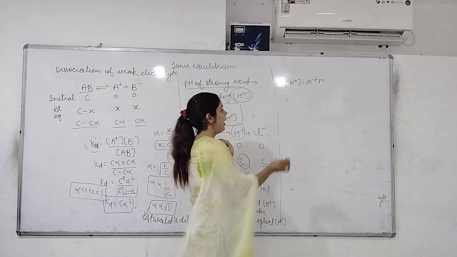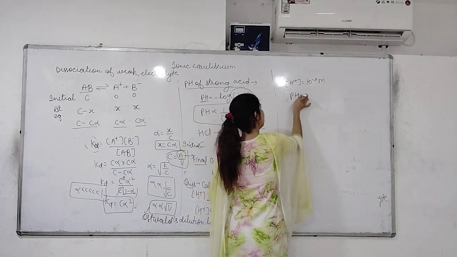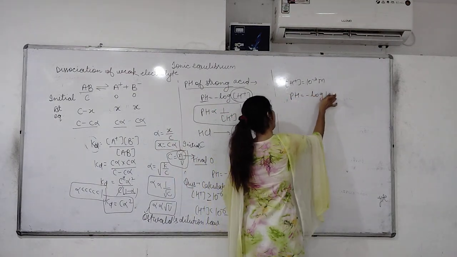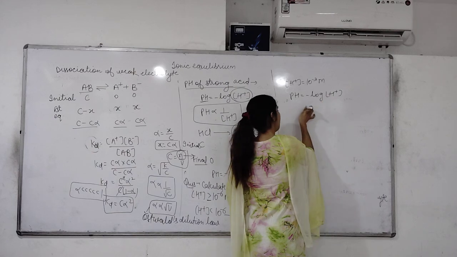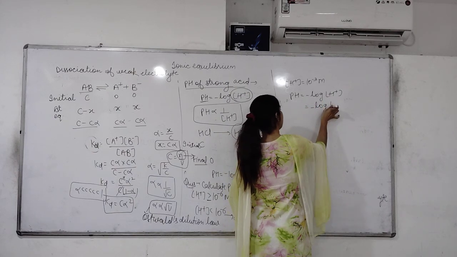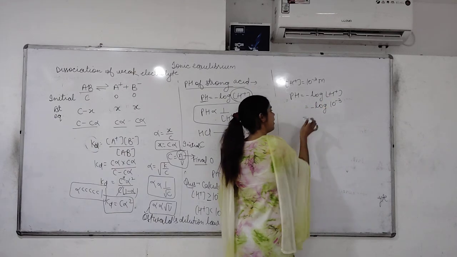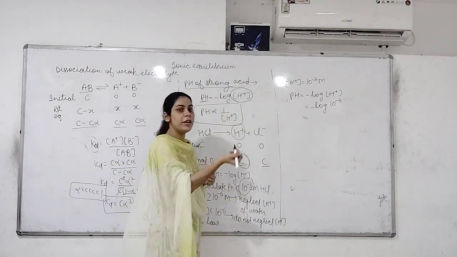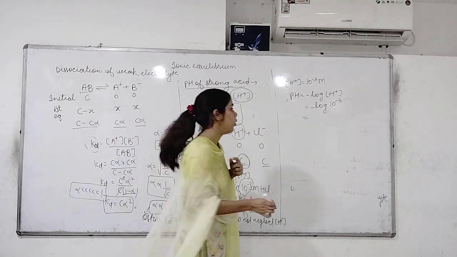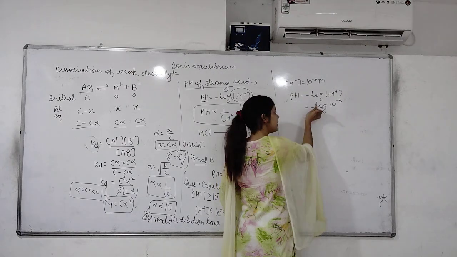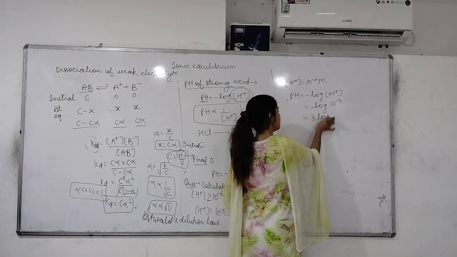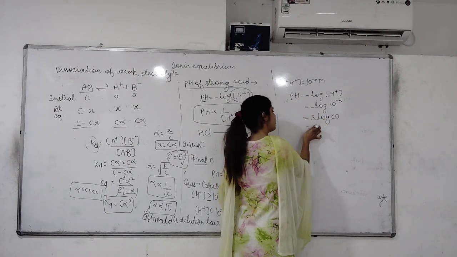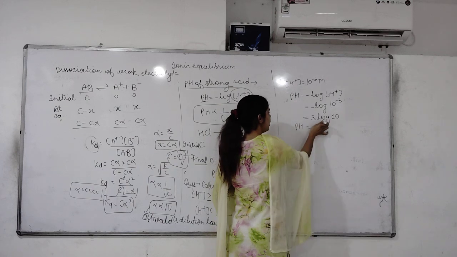Now, I will apply the formula of pH, that is minus log of H positive. Put the value of H positive here, that is 10 raised to power minus 3. I have already told you the property of log: log m raised to power n is equal to n log m. It will be minus, minus, so plus 3 log 10. The value of log 10 is 1, so pH is equal to 3.